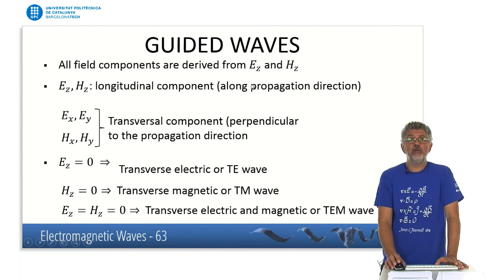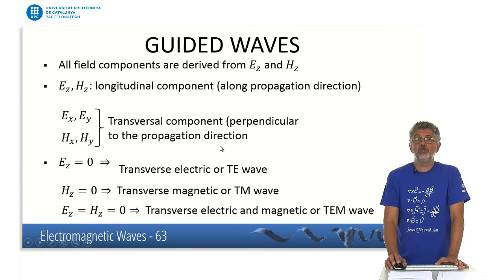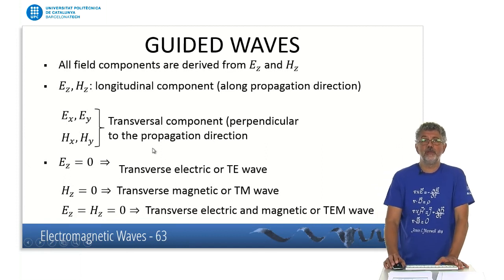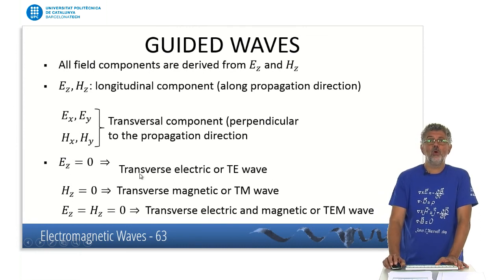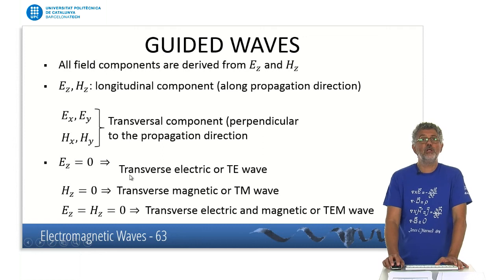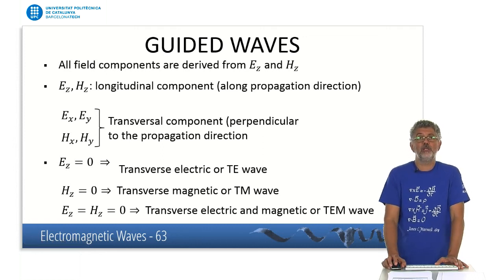So here we have written what I just said before, and usually when we classify the solutions there are three different cases. If the z component of the electric field is 0, we will call that a TE wave, a transverse electric wave, because there are only components of the electric field in the transverse direction.